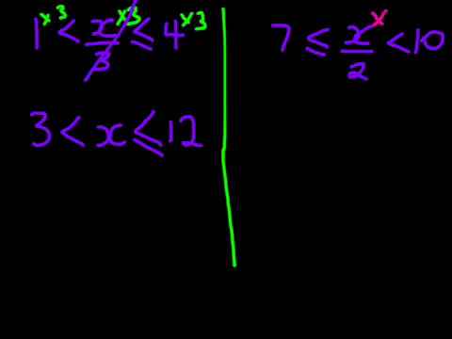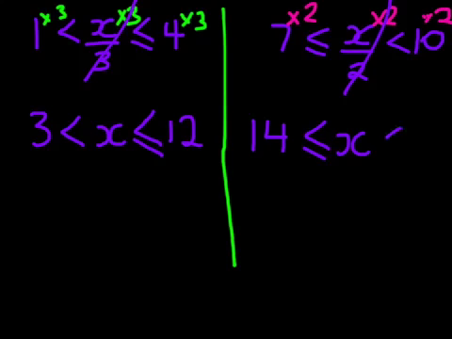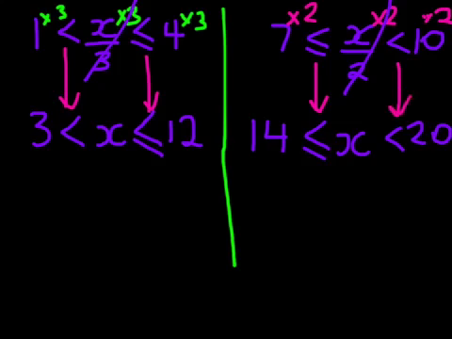And same on this side. This time though I want to multiply everything by 2. And so I get that 14 is less than or equal to just the x there, which is less than now 20. Just be really careful with the signs. You want to make sure that you keep the same sign as what's up there. So this was a less than, however that one was a less than or equal to. And this one was opposite. This one was a less than or equal to, and this one was a less than. Okay, and they're my solutions.